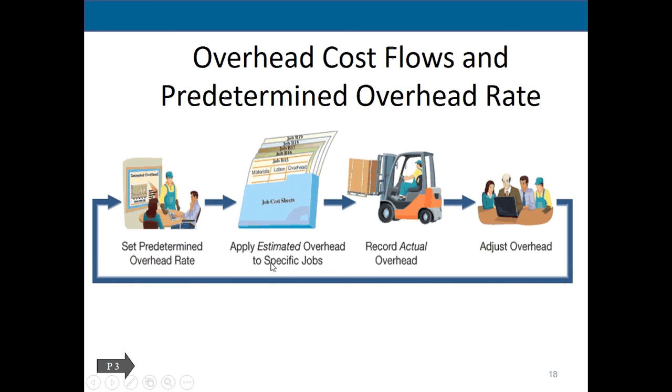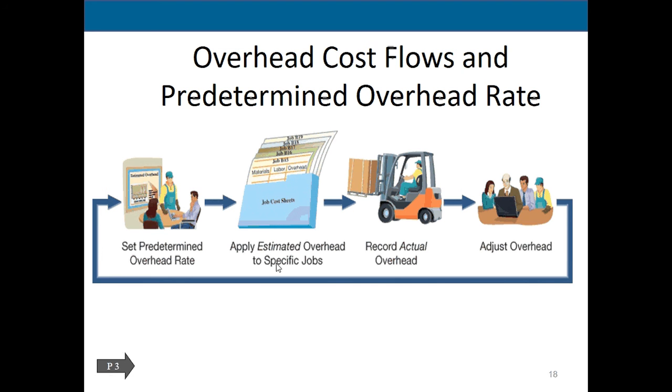We apply estimated overhead to those specific jobs. For this company, we're applying it out at 160% of direct labor cost. You will usually see overhead applied based on labor simply because labor changes for every job. You might spend more time on this job, less time on the other.